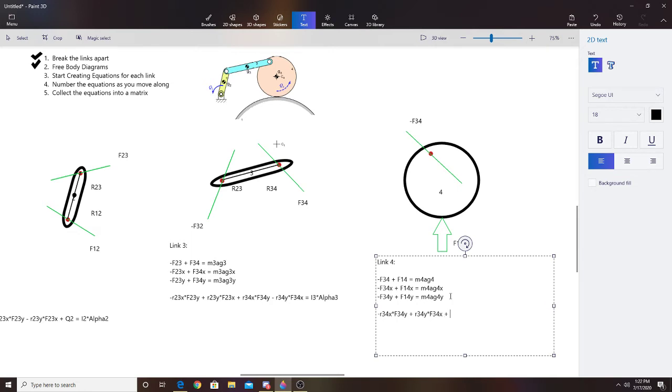Plus R41x times F41y minus R41y times F41x. And then this one is plus Q, I think it's minus actually. Is it minus Q4? Wait, that's written in. Oh no, it's still supposed to be plus. Never mind. Plus Q4 is equal to I4 times alpha 4.